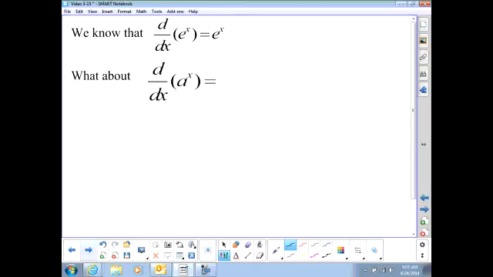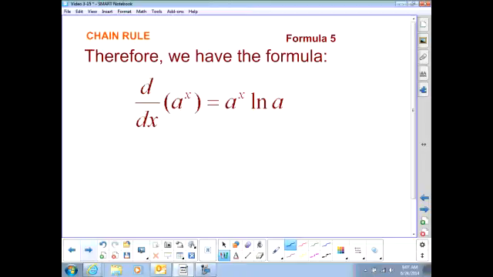Now, we've seen that the derivative of e to the x is just e to the x. What about when it's some other base other than e? In that case, we would have that base raised to the x times ln of a. So if you have 4 to the x and you want the derivative, it would be 4 to the x times natural log of 4. If you have 7 to the x, your derivative would be 7 to the x, natural log of 7.